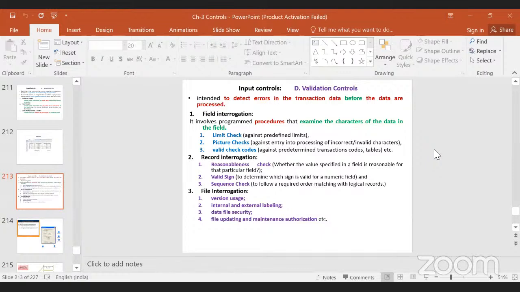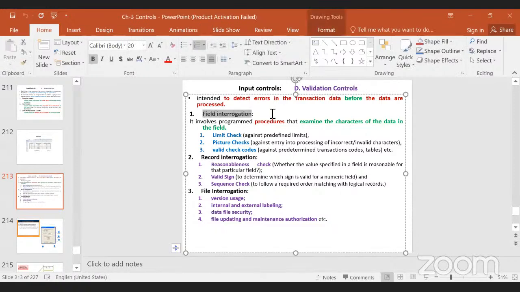Now, validation control alone we have to see, because I feel this is a little important this time. First one, field interrogation. Actually, what is validation control? It is intended to detect errors in the transaction data before the data are processed. If you recollect the discussion we had yesterday, we had seen something called data diddling. Data diddling means that before, during, or after the entry of data, there could be some modification. That's called a data diddling error. Now to overcome this, we need to detect errors in the transaction data before the data are processed. So before processing, suppose you are making an entry of a deposit, before it is processed, you must have the control.